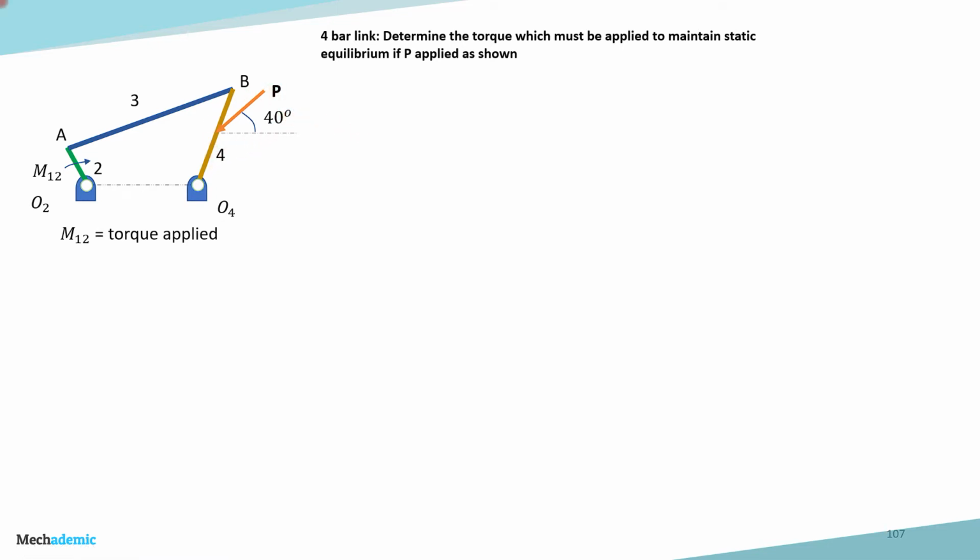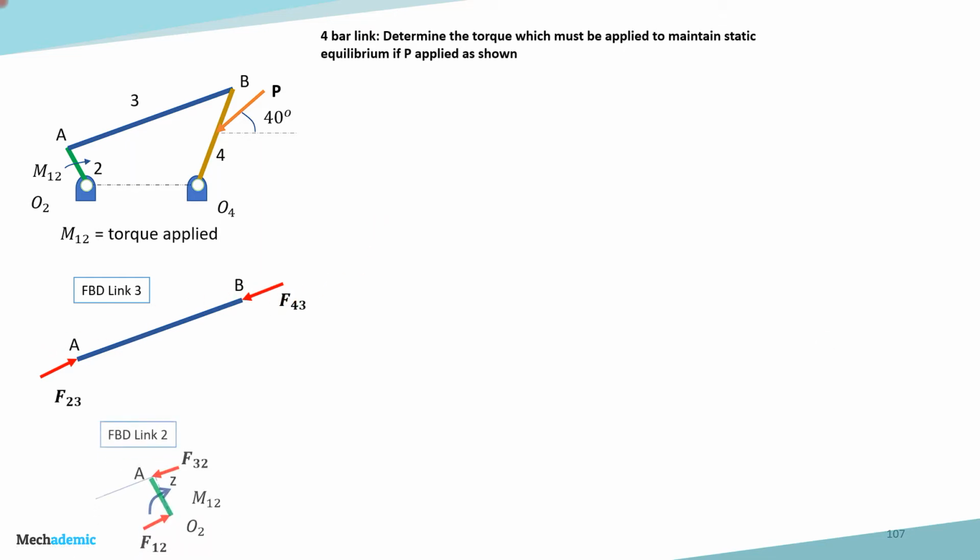Now let's break down the 3 moving links with their free body diagrams. This is the free body diagram of link 3, the blue link. It is a 2 force member, so for static equilibrium, the 2 forces should be equal and opposite in direction as shown. Let's consider the force acting at A on link 3 as F23 and at point B as F43.